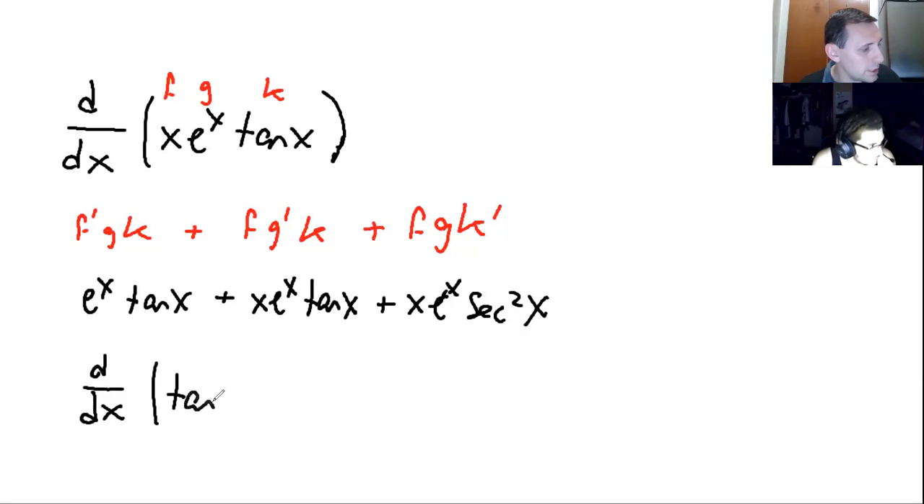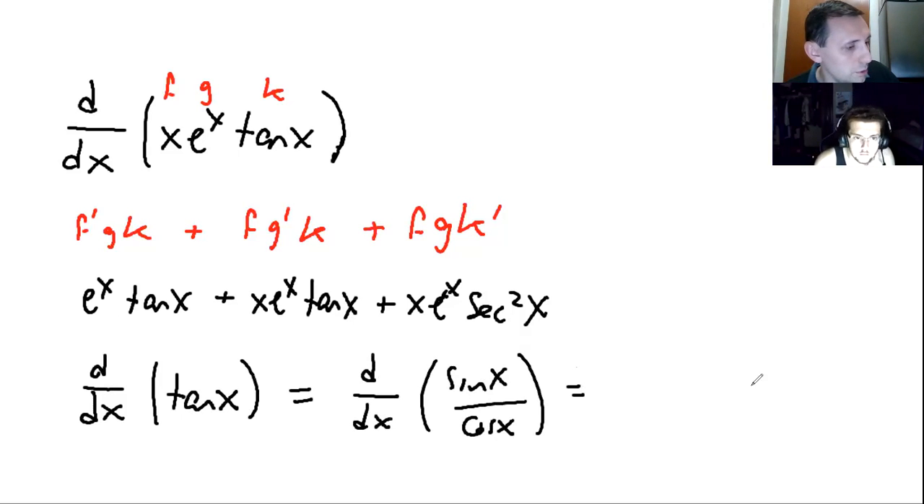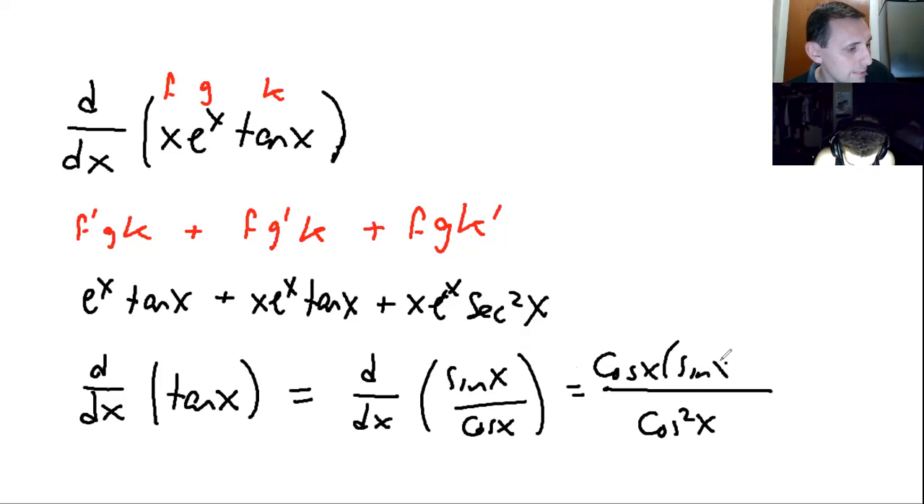Derivative of tangent is a derivative of sine x over cosine x. And for that, we may simply use quotient rule. Remember quotient rule? What do you do? You square the denominator, copy the denominator, take the derivative of sine, subtract.